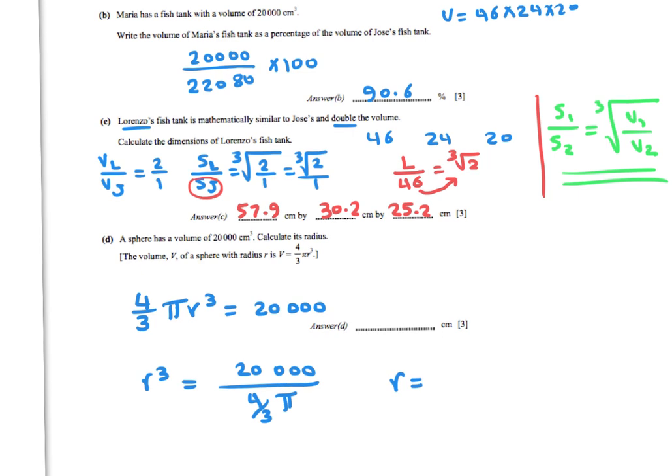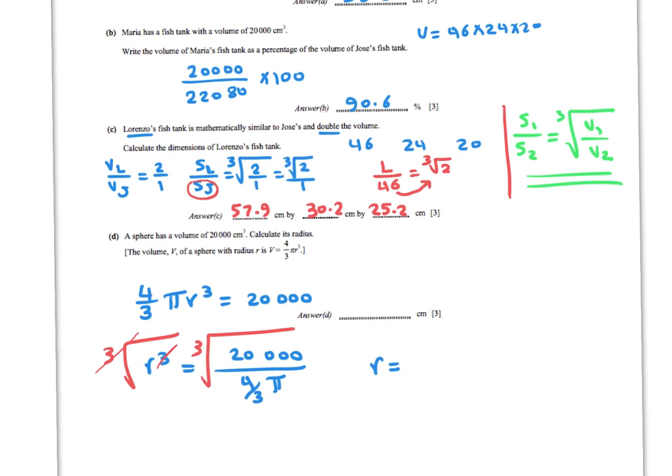Or in one step, you can take cubic root. So this cubic root cancels the power. So now r is cubic root of 20,000 divided by 4 over 3 pi. So now you can find the answer.